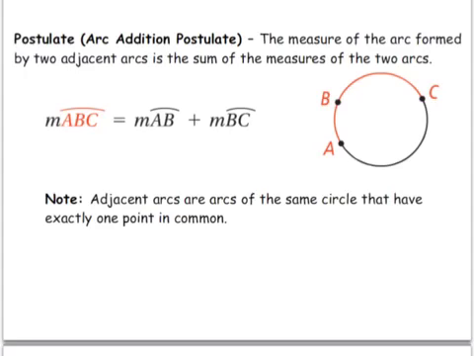And just another key note, the adjacent arcs are just like adjacent angles. They're a little bit different, but they're pretty much the same thing. These are arcs that have exactly 1 point in common. So the two adjacent arcs would be beside each other, just like adjacent angles.